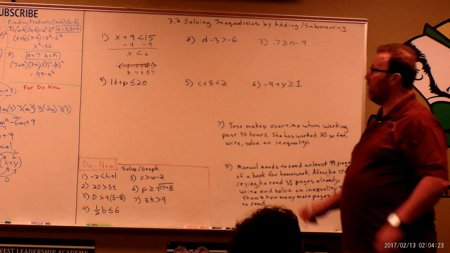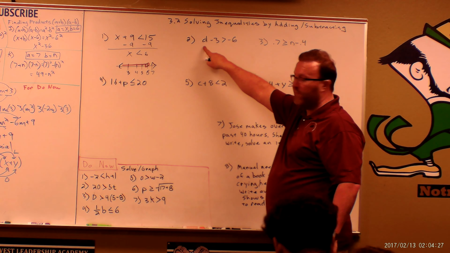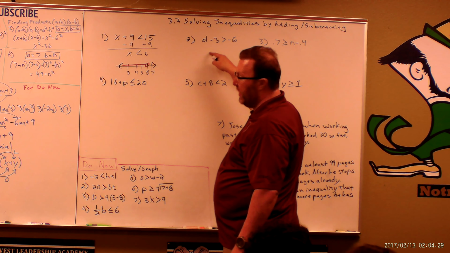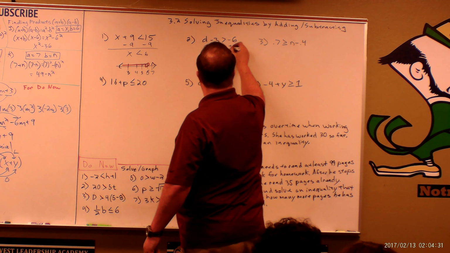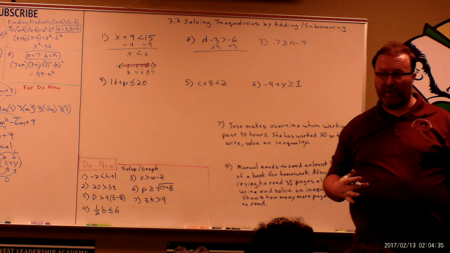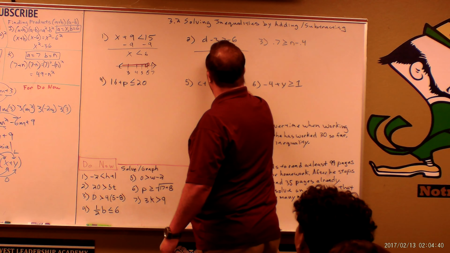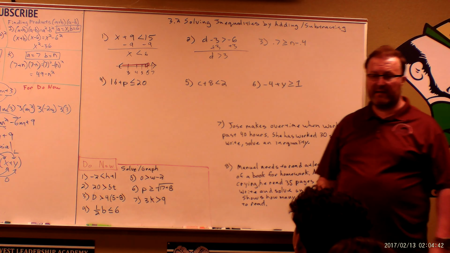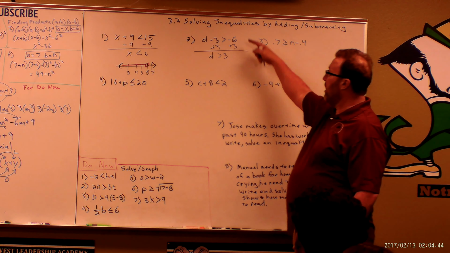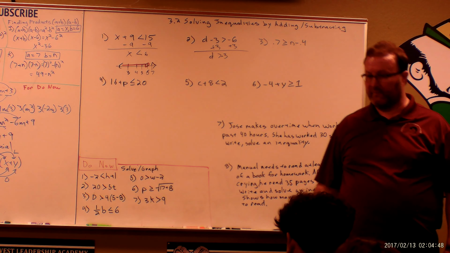What do I need to do on this next one? I'm going to work on the variable side. I'm going to do the same thing. I'm going to do the opposite of minus 3. I'm going to add 3 to both sides. So I have minus 6 plus 3. So it's negative 3, right? And I can graph this out. It's done. Very good. Good catch. Yeah, that's going to matter, right?